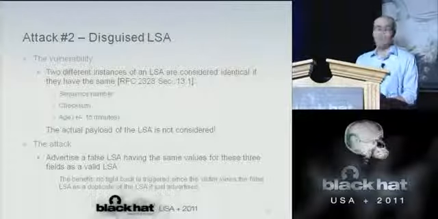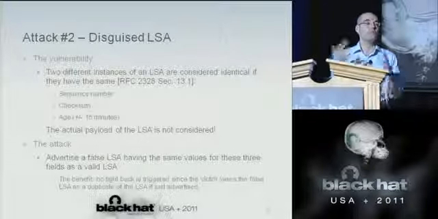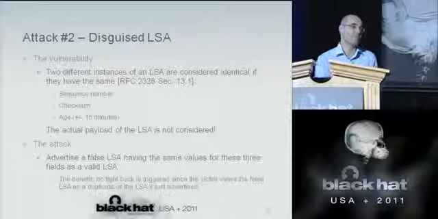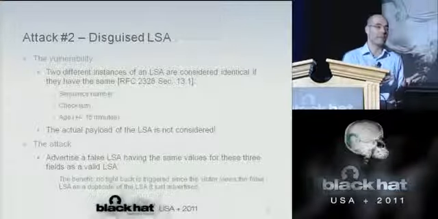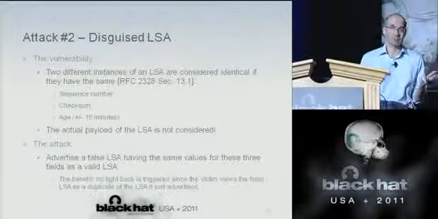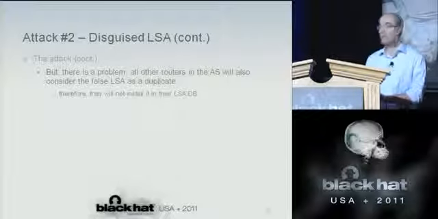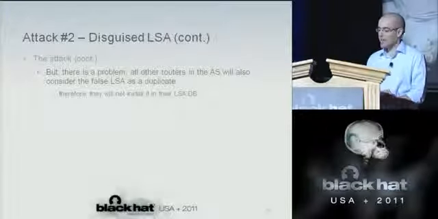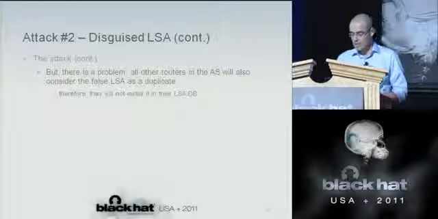The attacker can advertise a false LSA on behalf of a victim router while disguising the false LSA as a valid LSA. This has the remarkable benefit that if the victim router now gets this disguised LSA, it will simply ignore it and regard it as a duplicate of the valid LSA it recently originated. So no fightback. That's a very good thing for the attacker. But there is a problem with this naive implementation of the attack, since all other routers will also regard this disguised LSA as a duplicate of the valid LSA. Therefore, they will not install the disguised LSA in the database, so no effect.